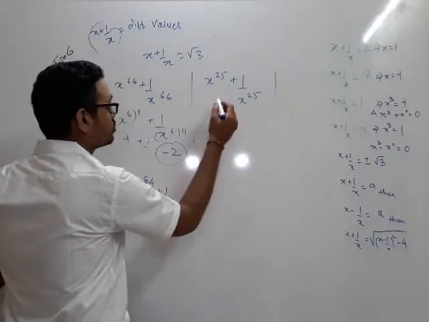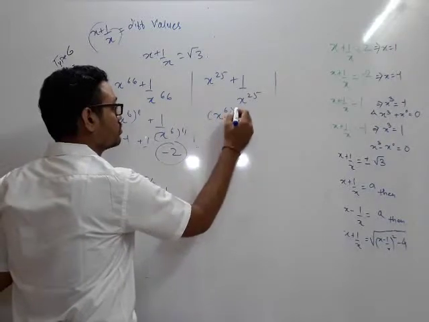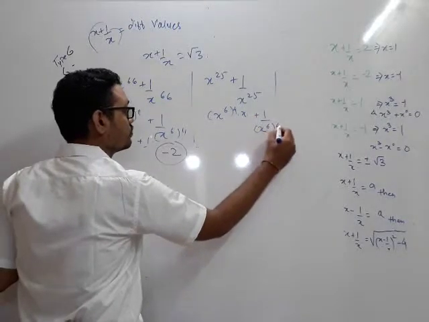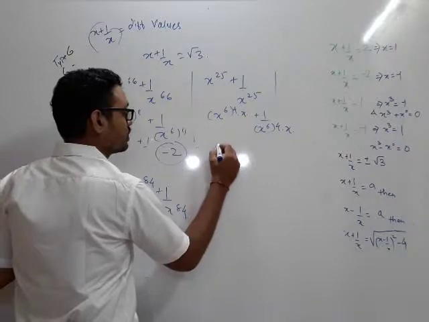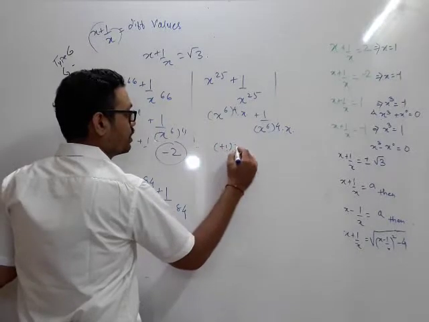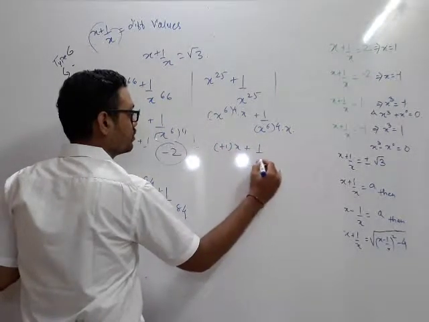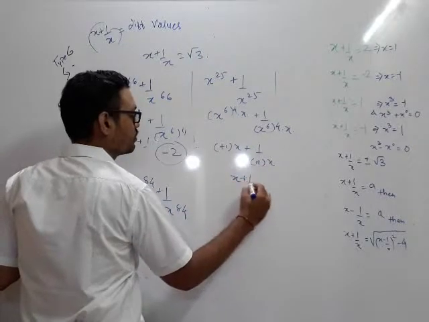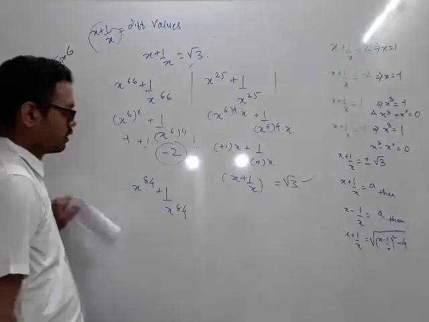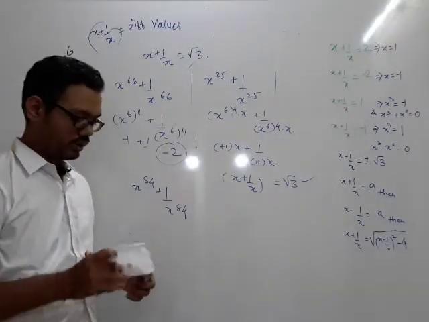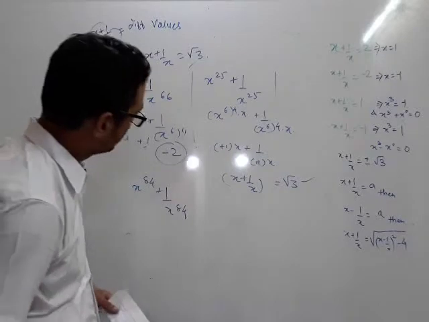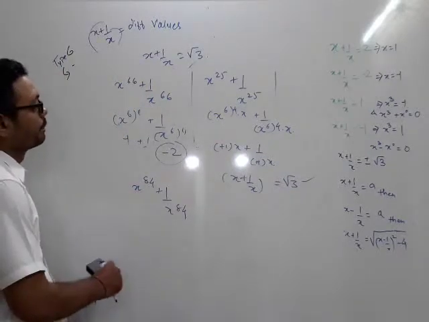Similarly, x raised to 6 raised to 4 into x plus 1 upon x raised to 6 raised to 4 into x. So this becomes nothing else but minus 1 raised to 4, which will be plus 1 into x plus 1 upon plus 1 into x, which is x plus 1 by x, whose value is given as root 3. So root 3 will be your answer. Similarly, this. So these are the only type of questions which are possible. Alright, so nothing else, nothing more, nothing less, only simple application of formula.